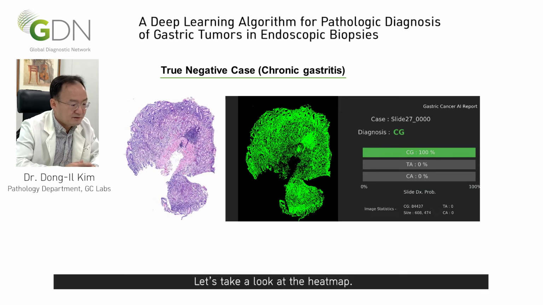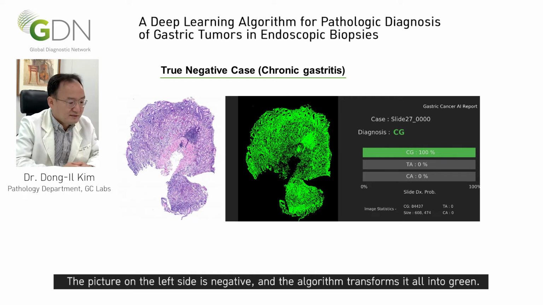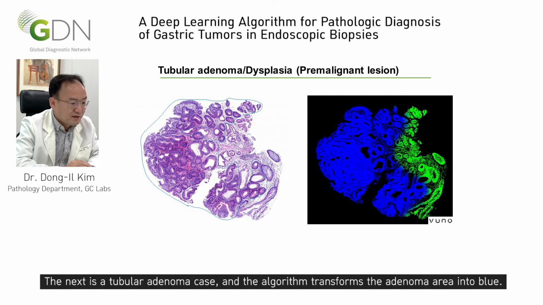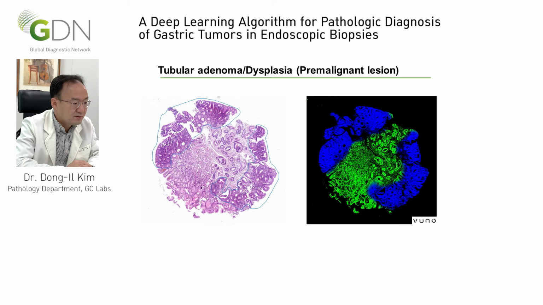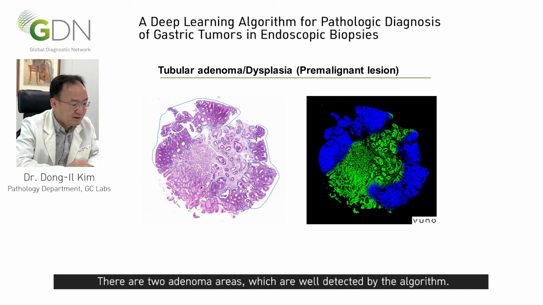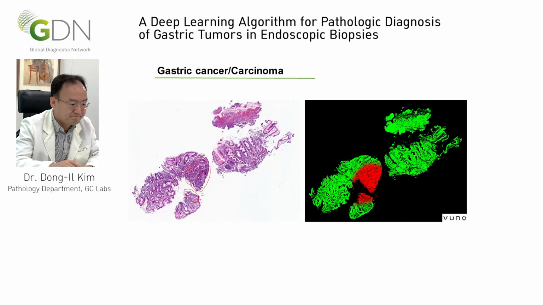Let's take a look at the heat map. The picture on the left side is negative, and the algorithm transforms it all into green. In this case, the algorithm decides that it's 100% negative. The next is a tubular adenoma case, and the algorithm transforms the adenoma area into green. The interpretation of the algorithm is 100% adenoma. The next is another adenoma case. There are two adenoma areas which are well detected by the algorithm.